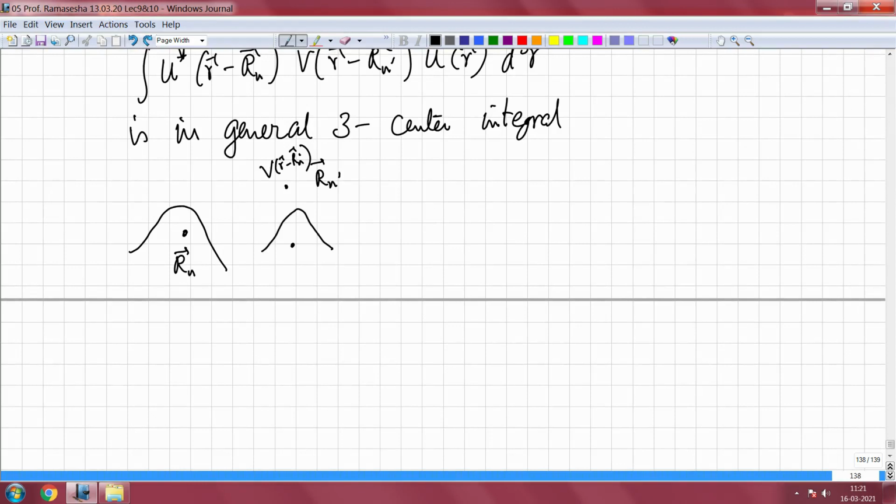So, this is in general a 3-center integral, and one of the usual approximations that are done is the following. Usually we neglect general 3-center integrals.